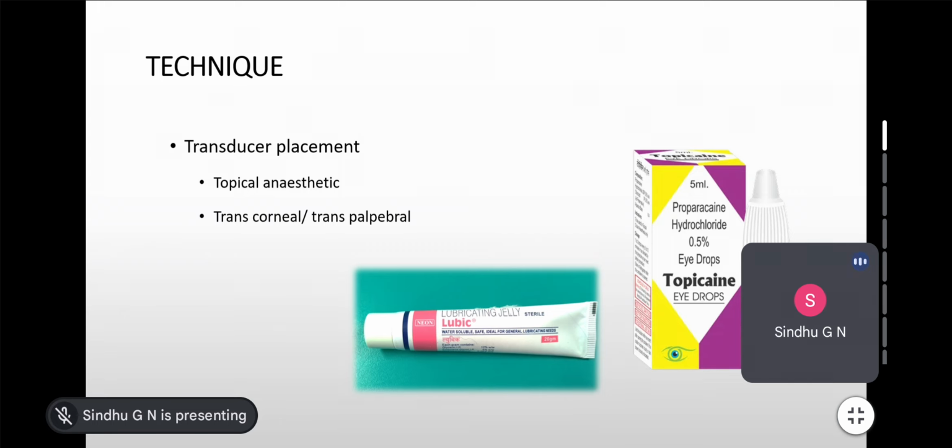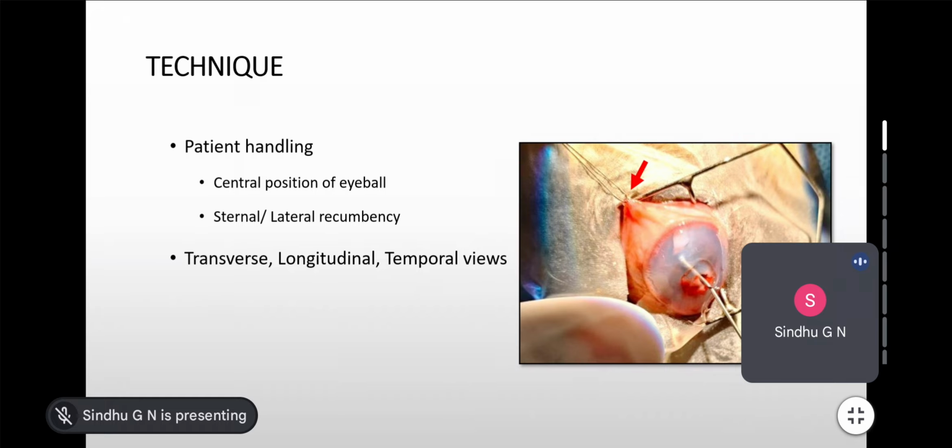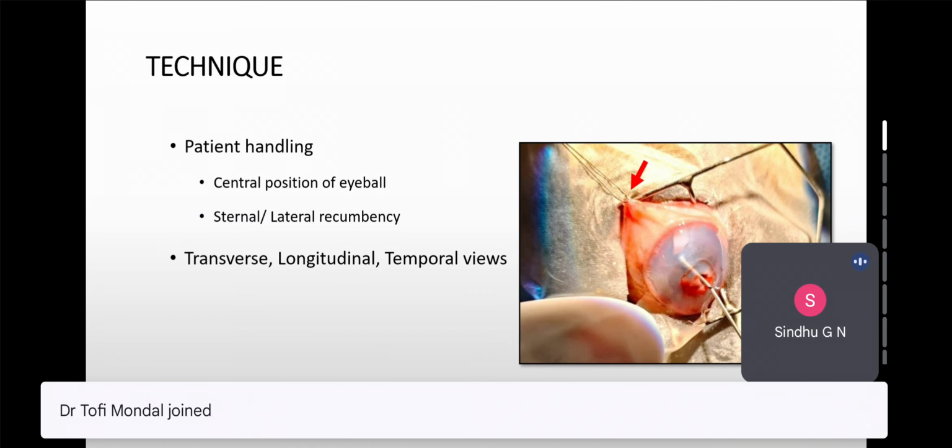Coming to patient handling, the patient should be positioned in such a way that the eyeball is placed centrally. It should not go ventromedially or laterally. Either you can keep the pet in sternal recumbency preferably, or if the pet is very aggressive, we can give sedation and position the eyeball with stay sutures or a speculum, as mentioned in this picture, and position it centrally.